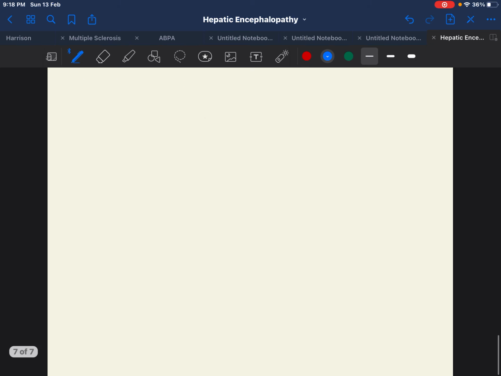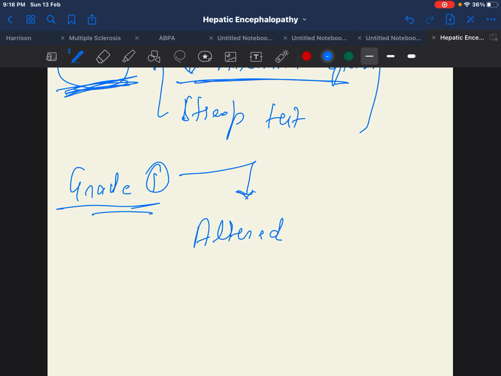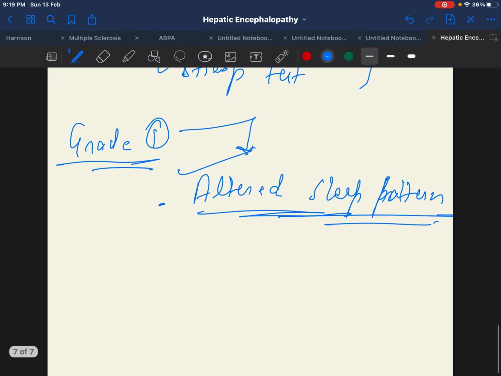Now grade 1. What are the features of grade 1? The key feature is altered sleep behavior, altered sleep pattern, we can say. And there will also be some personality and behavior changes, but the main one is the altered sleep pattern.